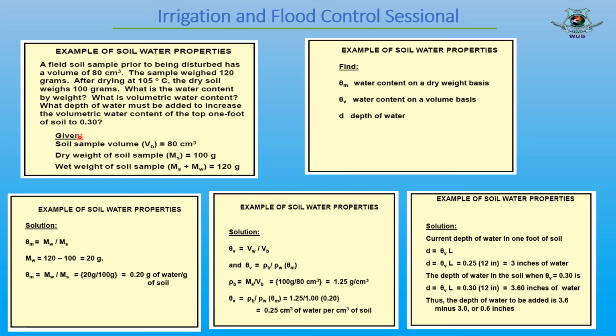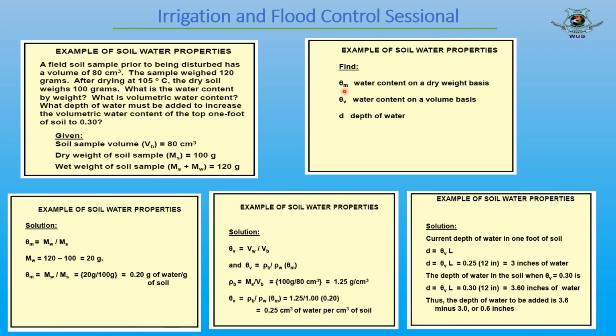So we have just picked the data from the question and arranged it here. Soil sample volume Vb, that means bulk volume, equals 80 cm³. The dry weight of the soil sample Ms, that means mass of solids, is 100 gram. And the weight of the soil sample, that means mass of solids plus mass of water, equals 120 gram. So we have to calculate the following three items.